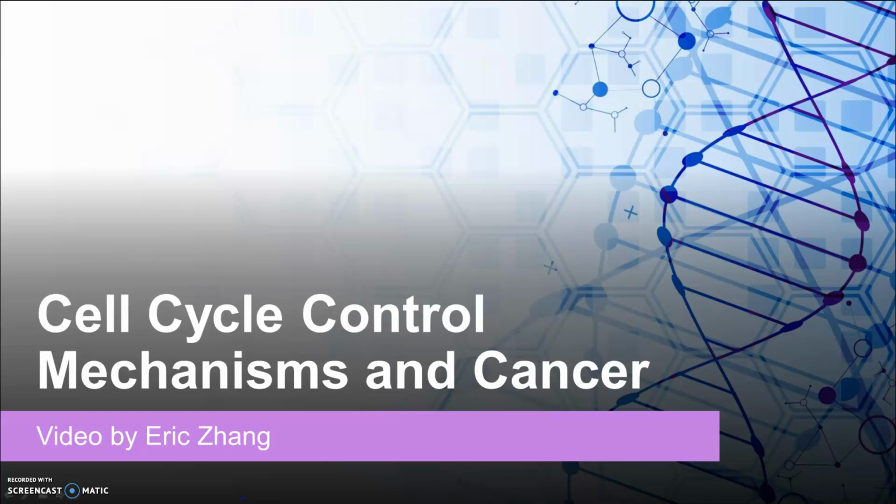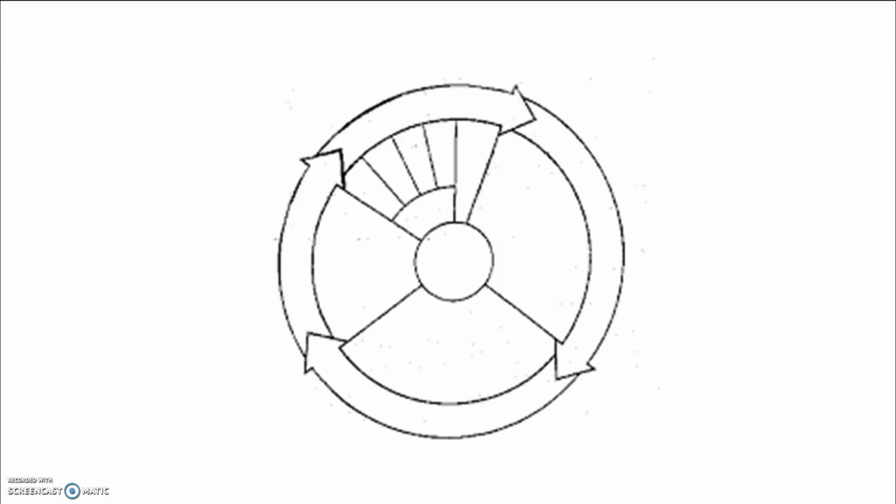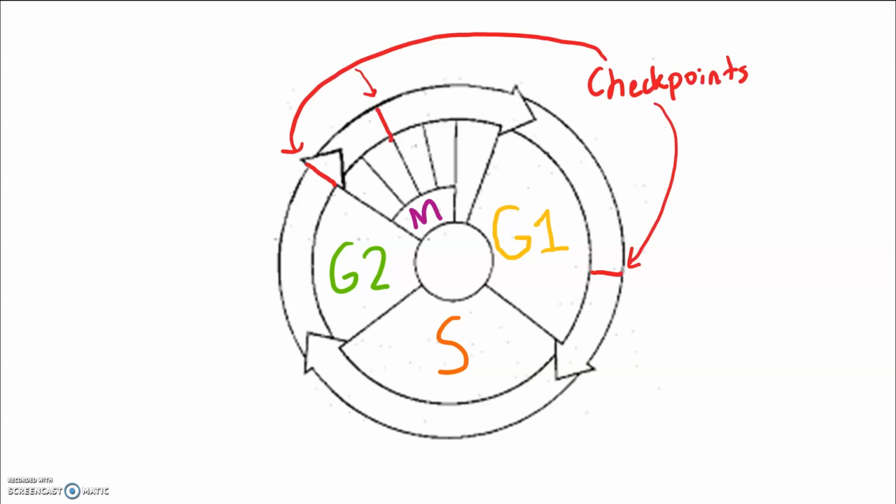In this video, I will be going over how the cell cycle is controlled and how loss of this control can lead to cancer. The cell cycle has 4 phases: the G1 phase, S phase, G2 phase, and M phase. These phases are highly regulated by the cell cycle control system and internal control or checkpoints.